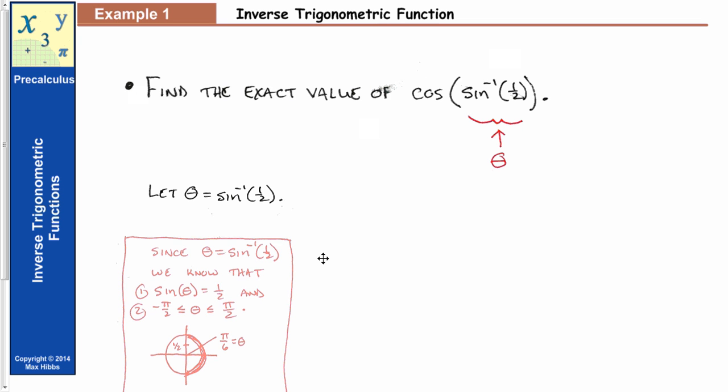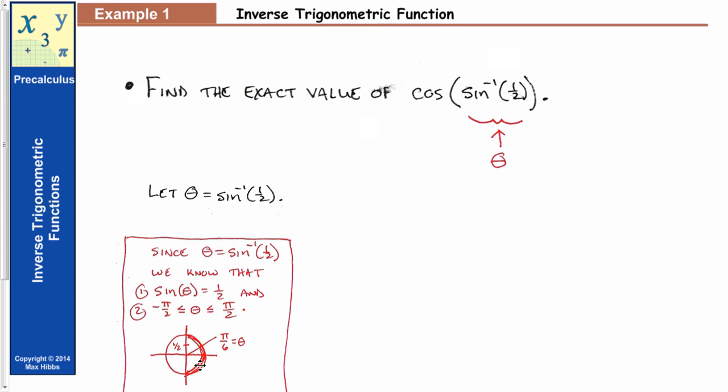Now, when I do that, let's keep in mind what that means. If theta is the inverse sine of 1/2, that means when we take the sine of that angle theta, we get the result of 1/2. And furthermore, the angle theta, that is the inverse sine, always has to be an angle between negative pi over 2 and pi over 2. It can include the endpoints or be in between. And so that means, of course, this is in the fourth or first quadrant.